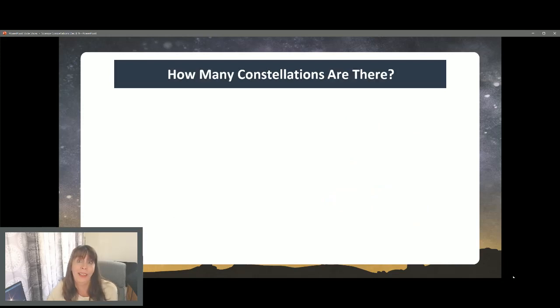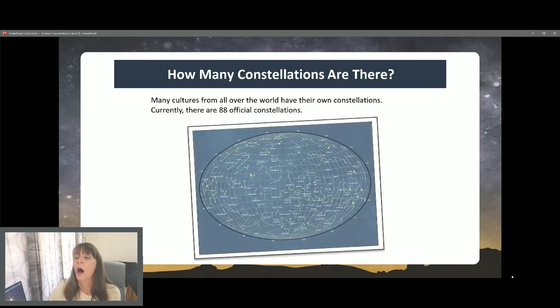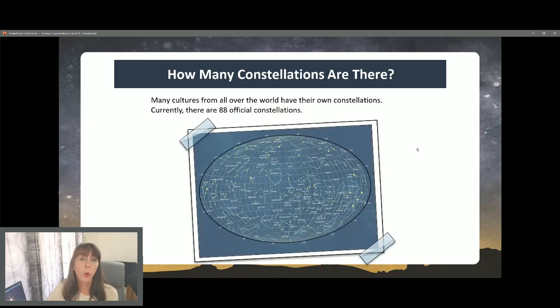So, how many constellations are there? Make a guess before I do the screen. Can you make a guess? Many cultures from all over the world have their own constellations, but there are actually 88 official constellations. 88 constellations. That means there's 88 pictures in the sky. Do you know any constellations? Can you think of any names that you've heard before? I bet you can. With 88, I'm sure you can think of one.